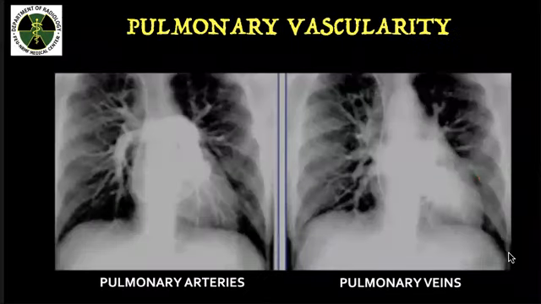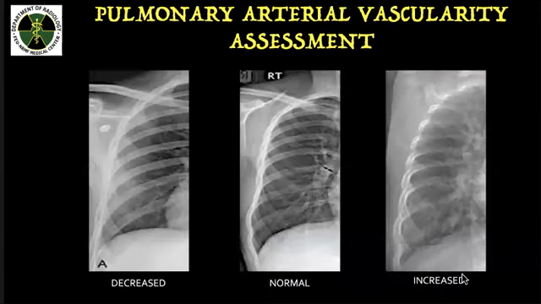Next, your pulmonary vascularity, so your pulmonary arteries and your pulmonary veins. Okay, so that's the area of your right pulmonary artery, and then the left pulmonary artery, and in this area are your pulmonary veins. For your pulmonary arterial vascularity assessment, this one is increased, this is the normal vascularity, and this one is decreased. Again, decreased, normal, and increased vascularity.